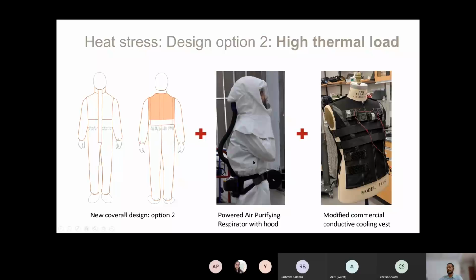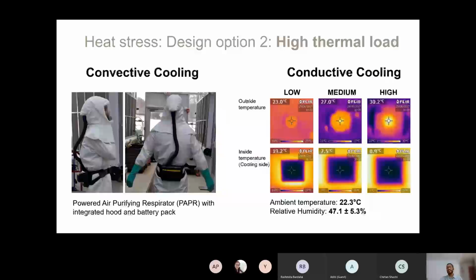If the PAPR, the powered air purifying respirator, is used in conjunction with a conductive cooling device, this hybrid cooling device can collectively keep the individual comfortable in an environment with high levels of toxicity. These two systems have been individually tested in a lab setup and in an actual working setup of a greenhouse.